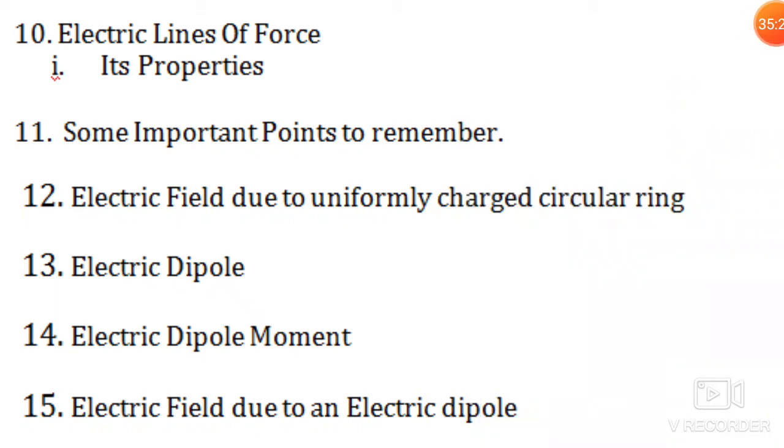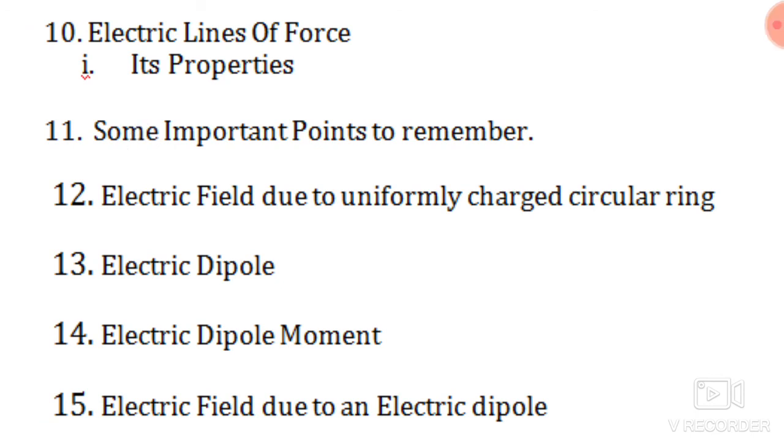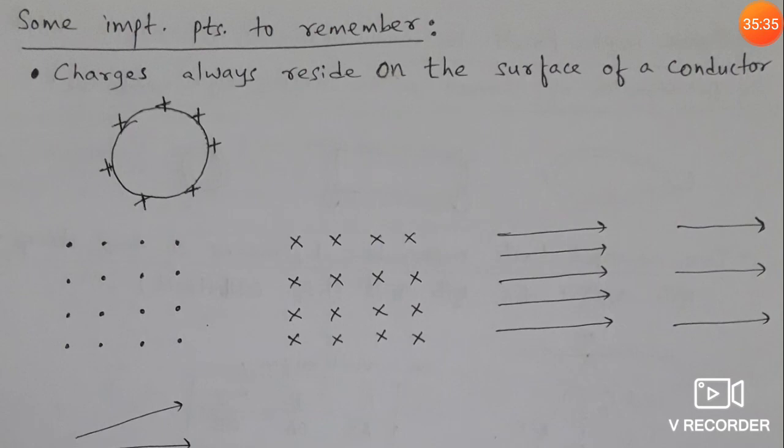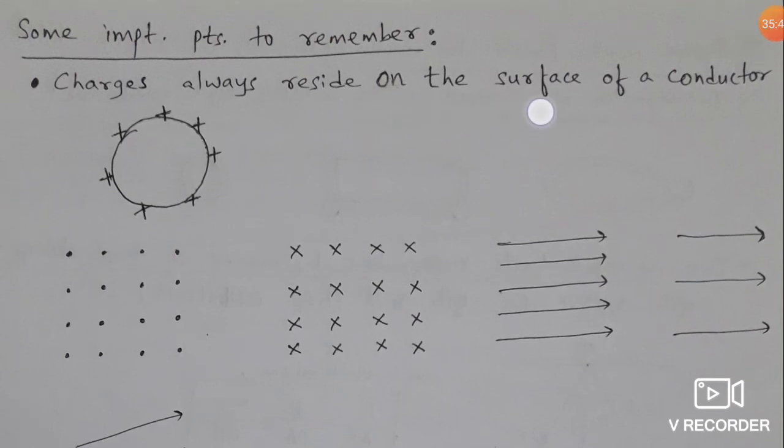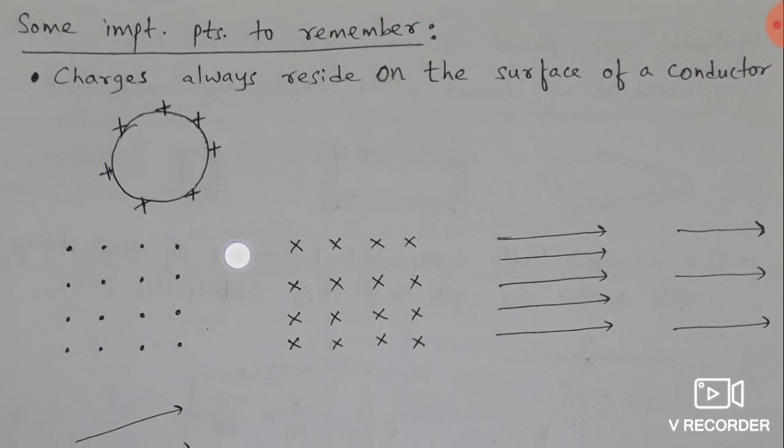Now let us discuss today's last point, point number 11, some important points to remember. This I have already discussed. Charges always reside on the surface of a conductor. So charges always reside on the surface of a conductor. They will not be inside the conductor.